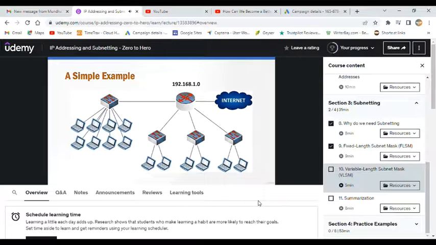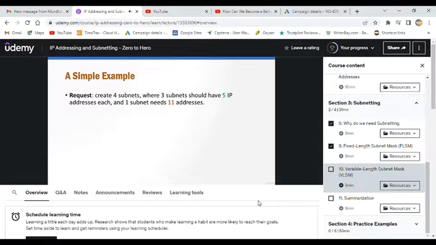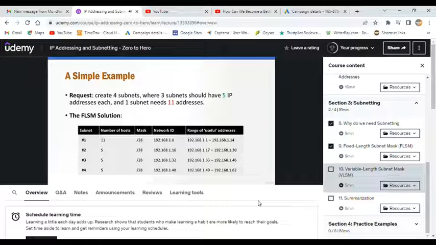We're going to use the same example we used in the previous lesson, only this time we're going to adapt the mask when we get to the smaller networks. So we're not going to use the same mask for all 4 networks. The request was to create 4 subnets where 3 subnets should have 5 IP addresses each, and 1 subnet needs 11 addresses. Let's remind ourselves what the solution was when we used the FLSM technique.